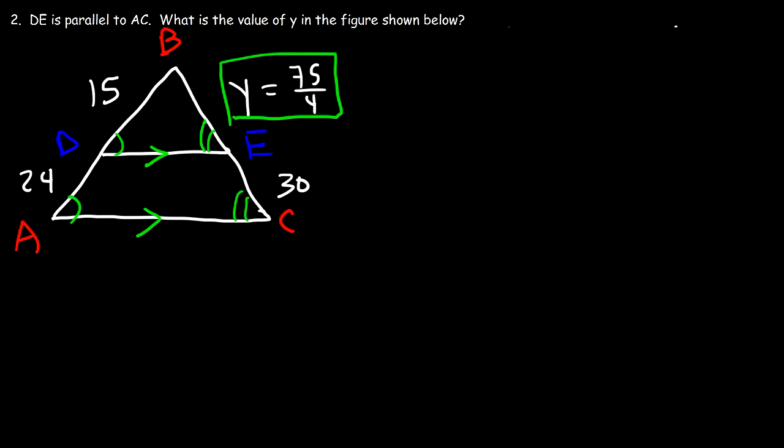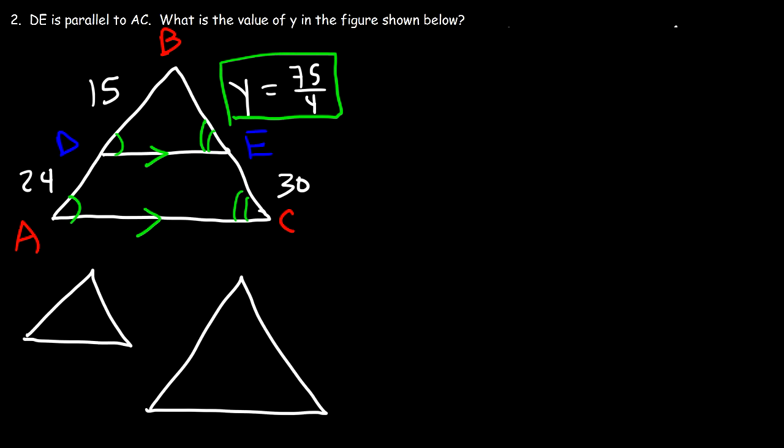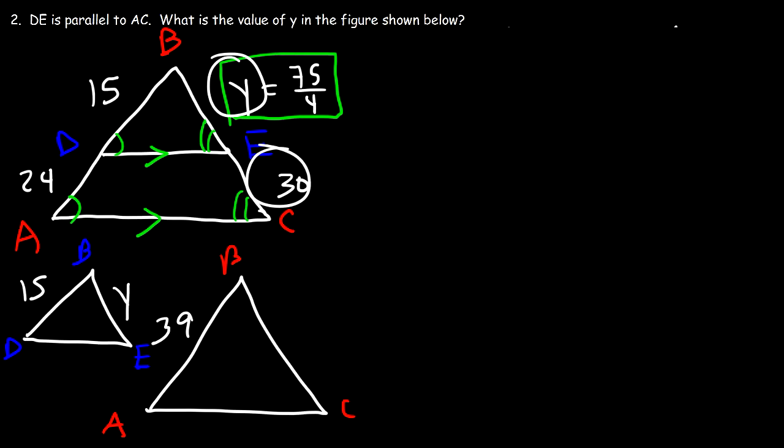So let's draw two similar triangles, the small one and the large one. The large one is going to be triangle ABC, and the small one is triangle DBE. So we can see that DB is 15 and BE is y. AB is 15 plus 24, which is 39, and BC is y plus 30.